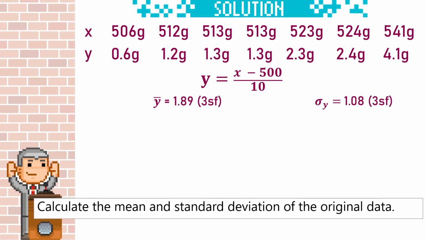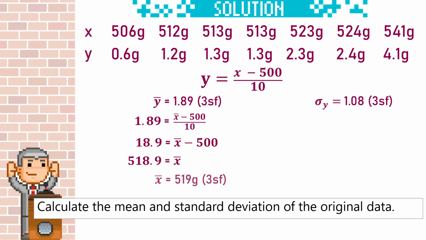Now we've got the formula there, y equals x minus 500 over 10, and we're just going to use that, but instead of y we're going to have the y bar, or the mean of y. Instead of x we're going to have x bar. So we're going to substitute in the y bar as 1.89 and the x bar as just x bar, because we don't know what it is yet. And we'll go times both sides by 10, add 500 to both sides, and we can see x bar, or the original mean, is 519 grams.